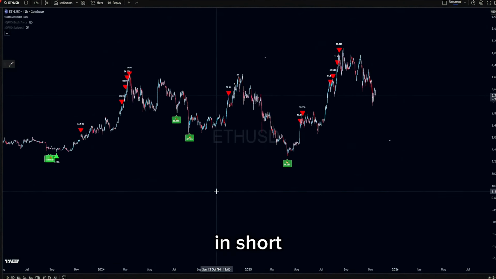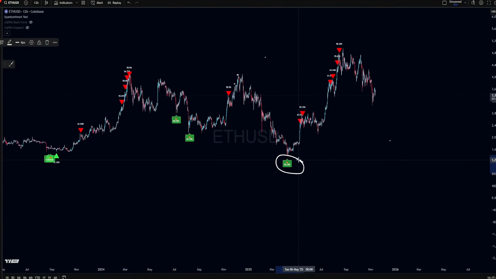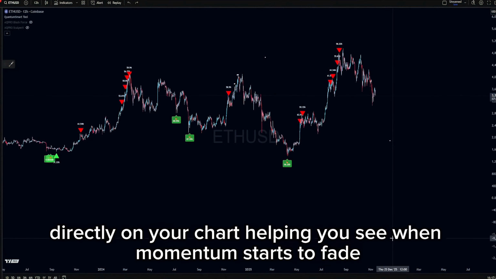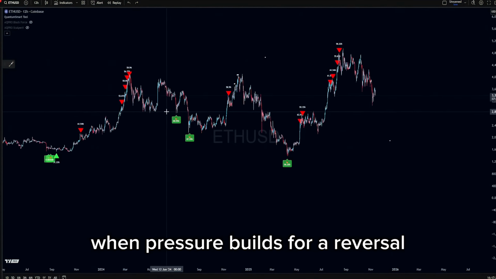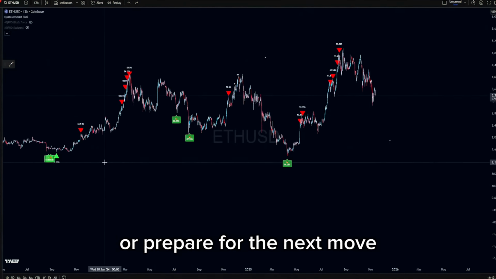In short, the Power Scanner gives you the power of neural network analysis directly on your chart, helping you see when momentum starts to fade, when pressure builds for a reversal, and when it might be time to secure profits or prepare for the next move.